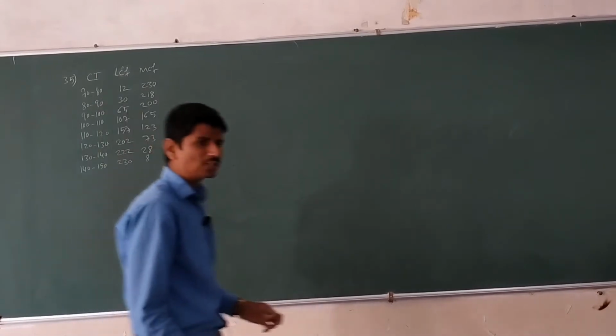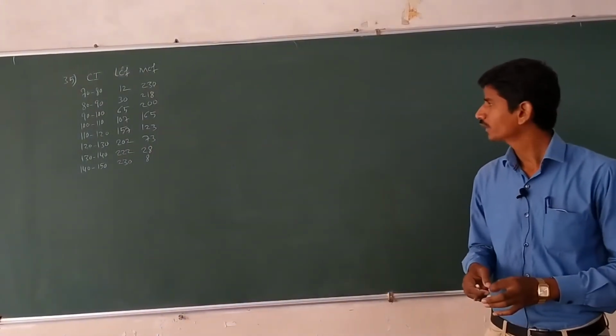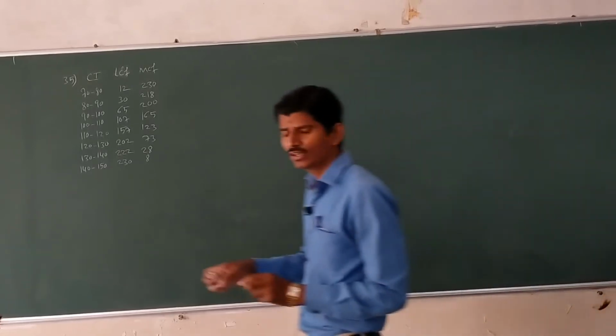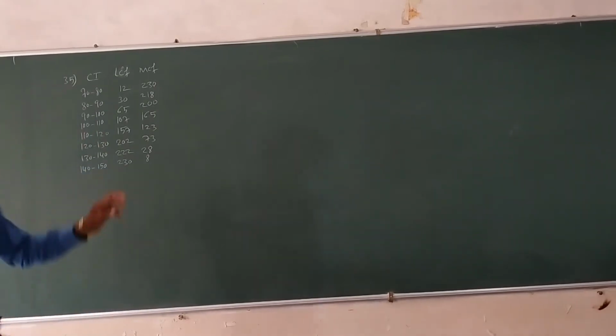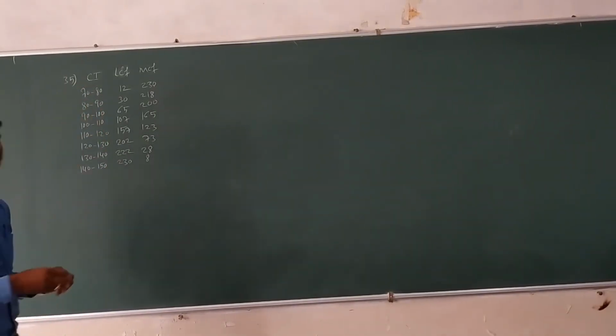Here the frequencies are not given, means we want only LCF and MCF values. Okay, leave it. We want only LCF and MCF values. The next, we have to draw the Ogives.